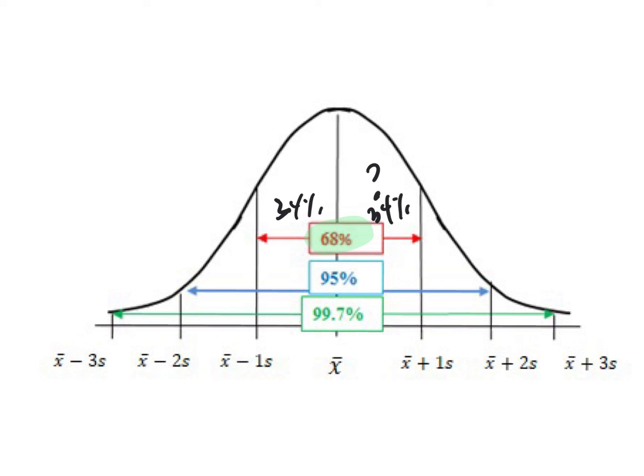So when you get to a problem like that, if it asks you just 1 standard deviation above, you can just take half of that one. Just know that together they equal 68%, 34% each. That's the empirical rule. You'll need to know that for your quiz.